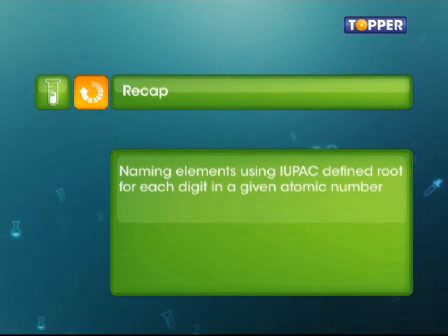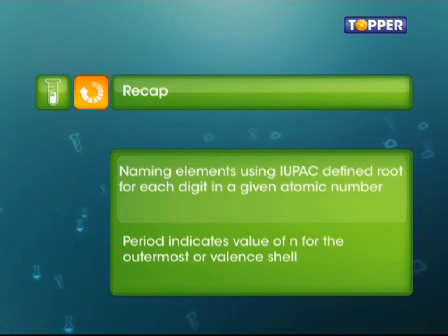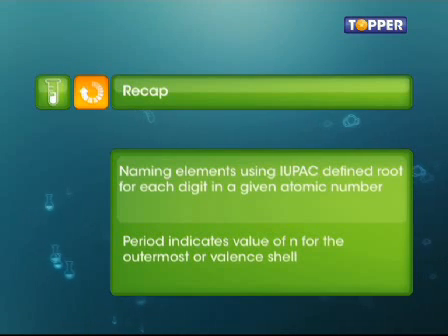Welcome back. Today we have learnt about the nomenclature of elements with atomic numbers greater than 100. We have shed light on the IUPAC nomenclature using roots defined by IUPAC. We have also understood the correlation between electronic configuration and the periodic position of elements. That is, period numbers are defined by the number of shells.